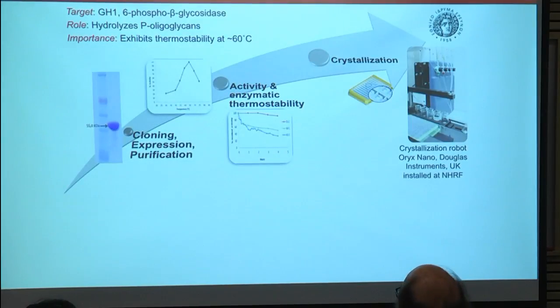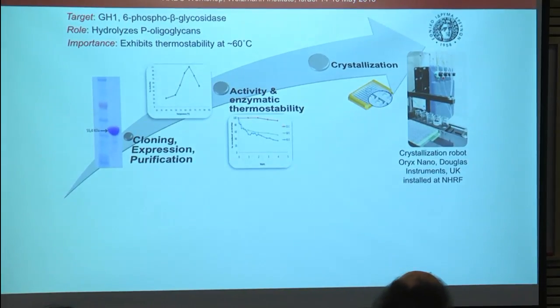The role of our enzyme is to hydrolyze phosphorylated oligoglycans for further utilization by aerobic soil bacteria. We show that there is a broad specificity of 6-phosphoglycosidase, and it is active at high temperatures. Cloning, expression and purification resulted in a high-purity enzyme of a molecular weight of 55 kilodaltons, suitable for structural studies.